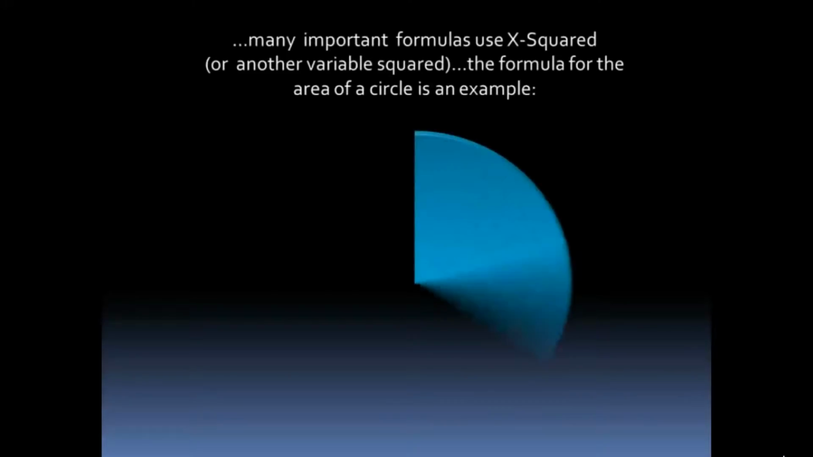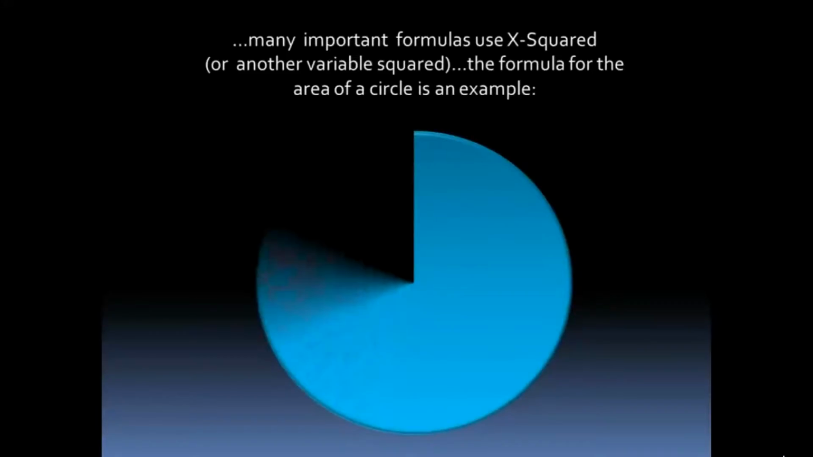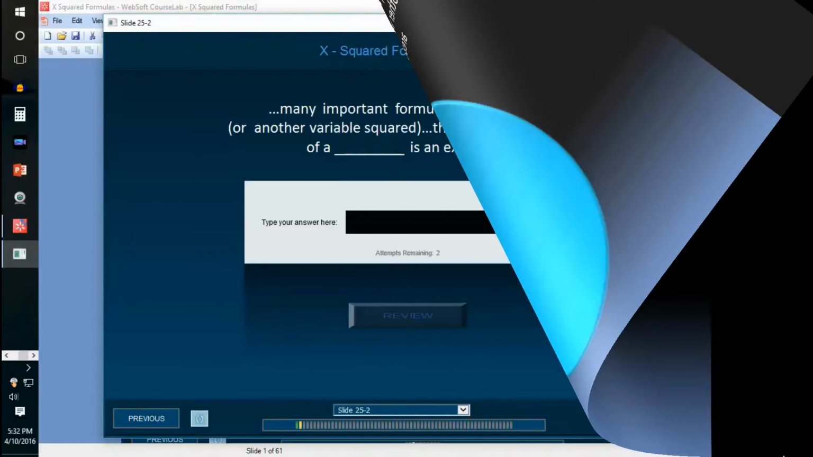Many important formulas use x squared or another variable squared. The formula for the area of a circle is an example.